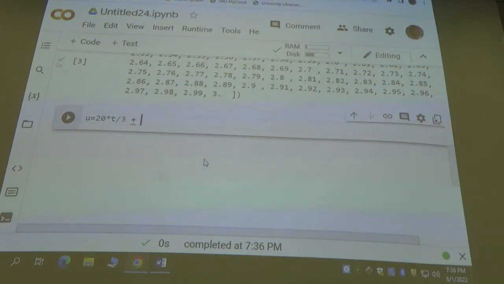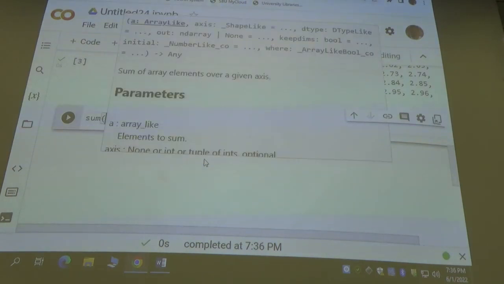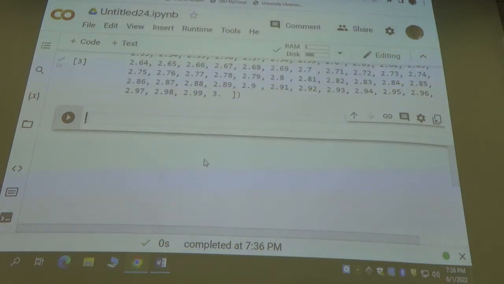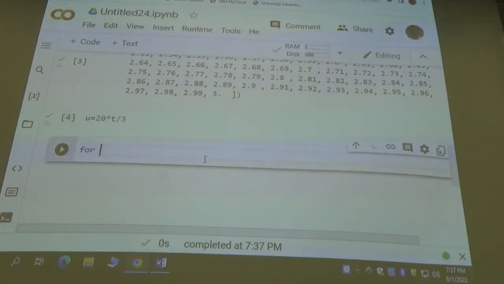Is there a sum function? Oh, there's sum. I don't like it. All right, well, let's do a for loop. So I'll just say u is equal to 20 times t divided by 3. And then I'm going to do a for loop.